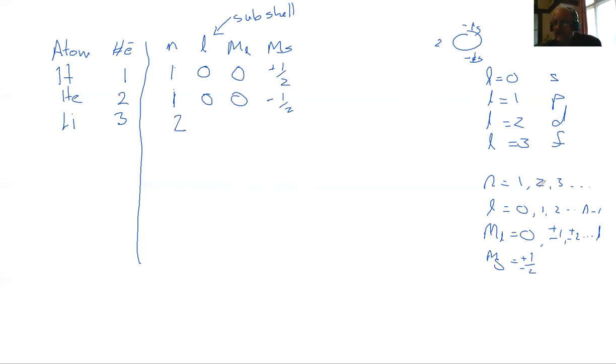Now, n equals 1, so I can either have L is equal to 0, or I can have L is equal to 1. I'm going to start with the lowest possible energy state. So the lowest number of L I can have is 0, and that's going to be plus half. Because again, when L is equal to 0, then ml can only be equal to 0.